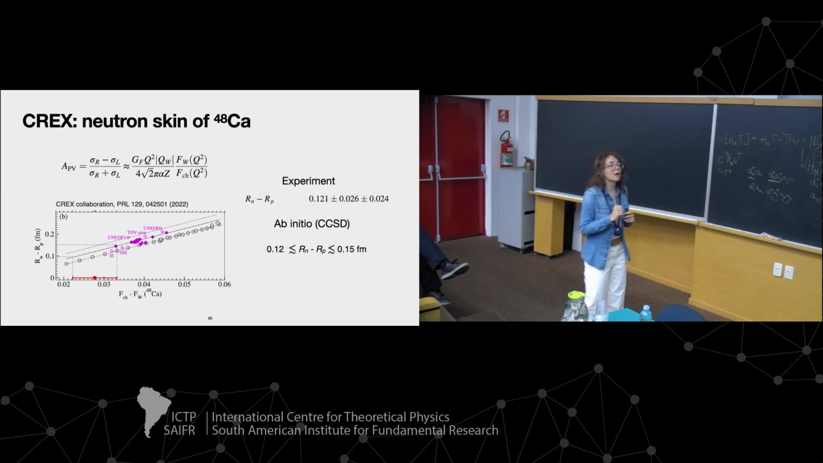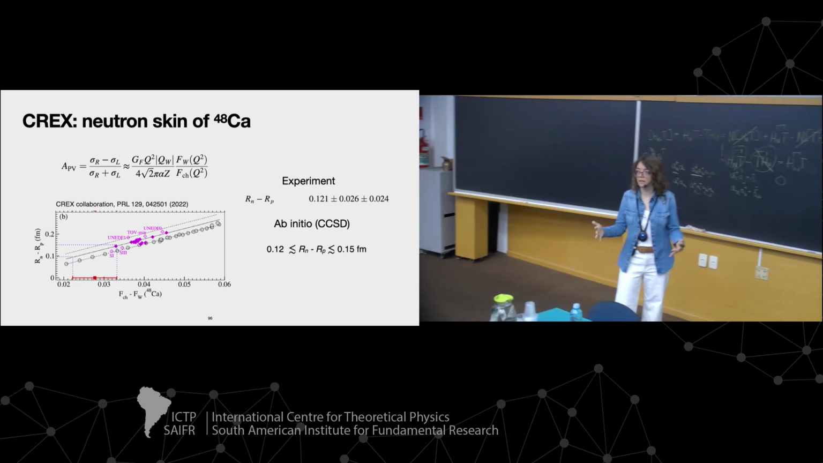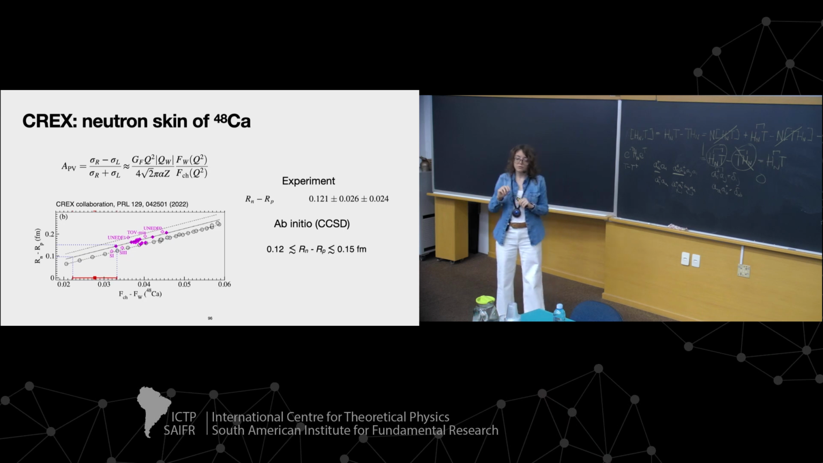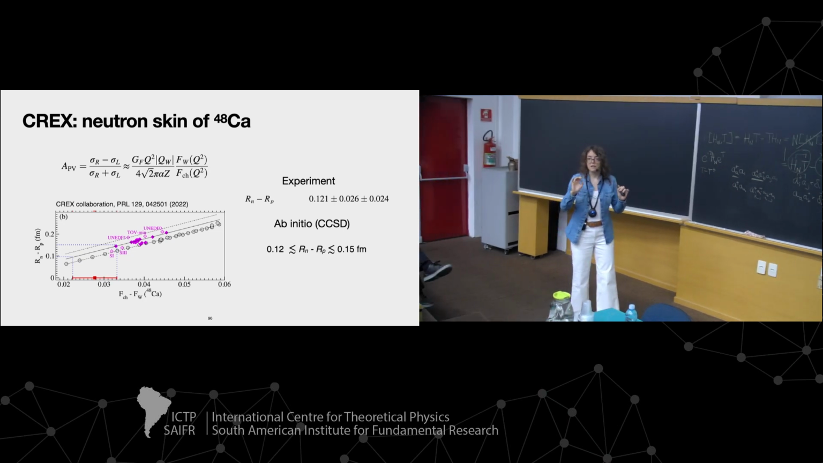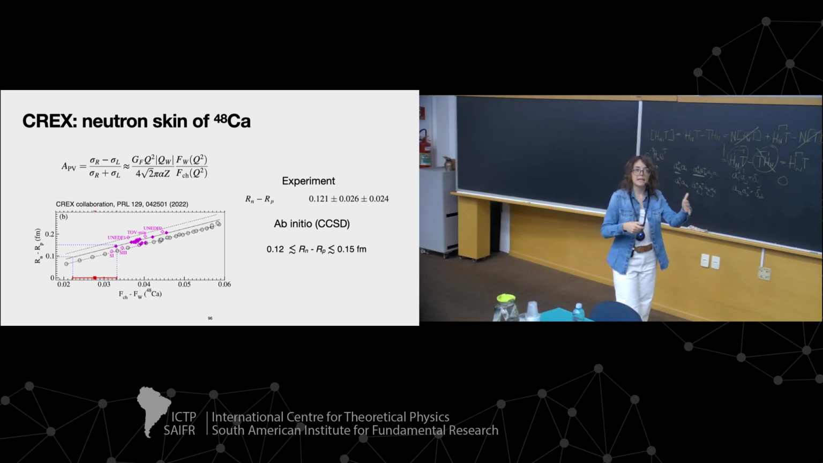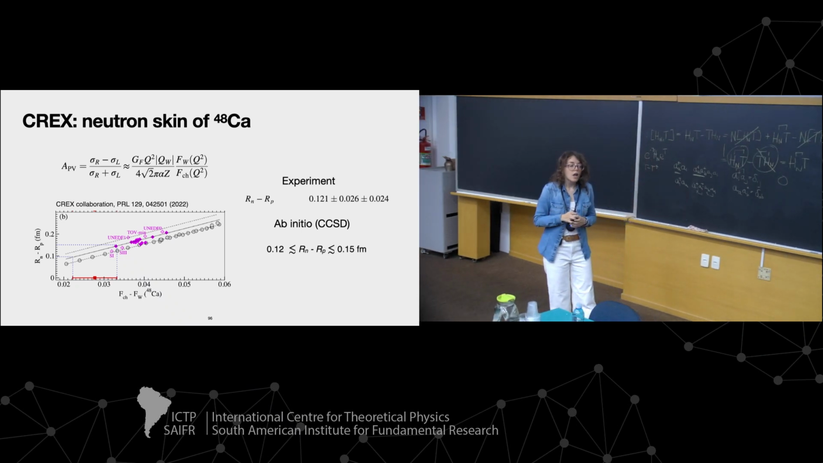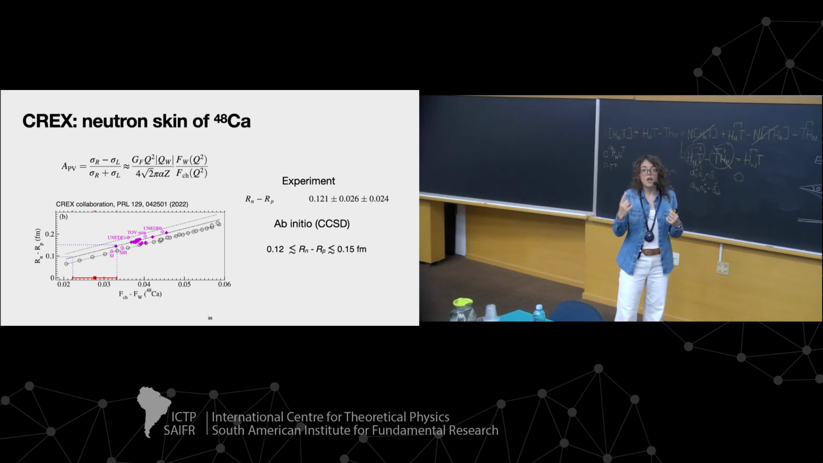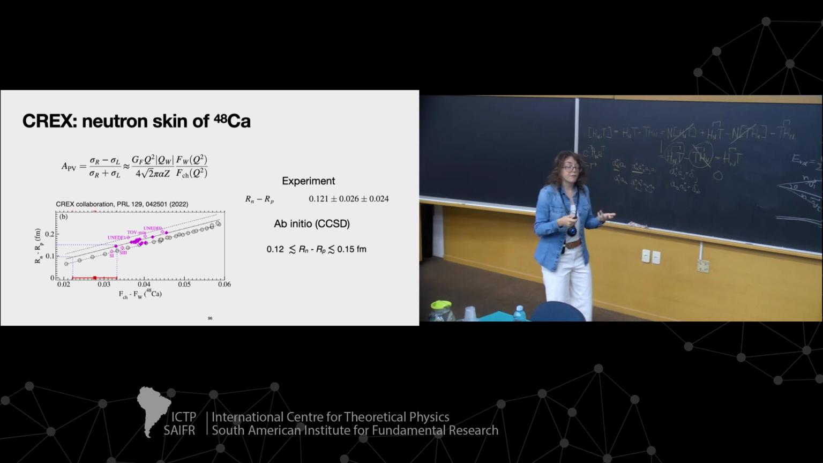This is a parity-violating elastic electron scattering experiment. What does this mean? So the idea is that we just take some electrons and we make them scatter against calcium-48. While doing this, we actually perform two measurements. A measurement in which the electrons are polarized in a certain direction, and a measurement in which the electrons are polarized in a different direction.